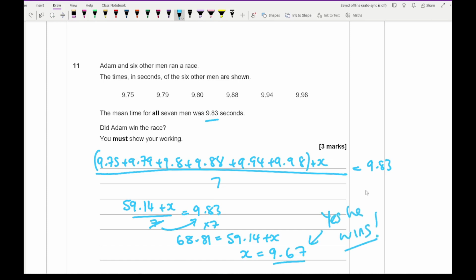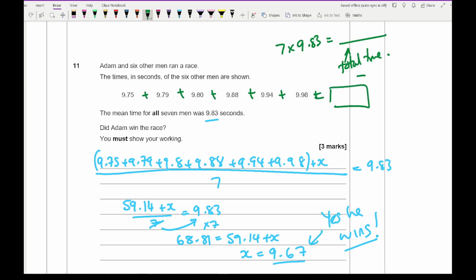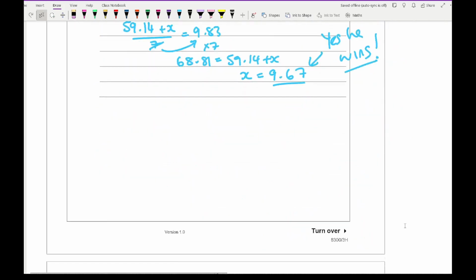And there we go. Now another way of working this out is to basically multiply, if I just use a different colour, 7 times 9.83, and that'll give me the total time. And let me just write that down, so the total time. Then if I add up all of these times, and add Adam's, and then just take away the two answers, that should give me Adam's time. And that you may find is a much easier way of working out the correct answer.